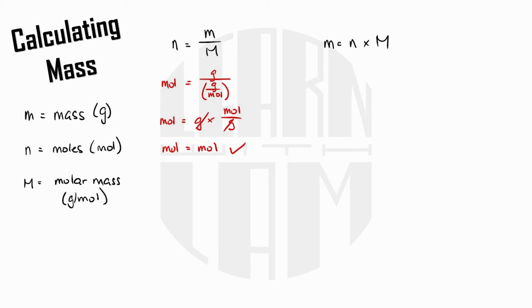Let's do the other side. It's a little easier. We can replace little m equals little n times big M with grams equals moles times grams over moles. Again, the moles cancel out and we're left with grams equal grams, and our units match up.